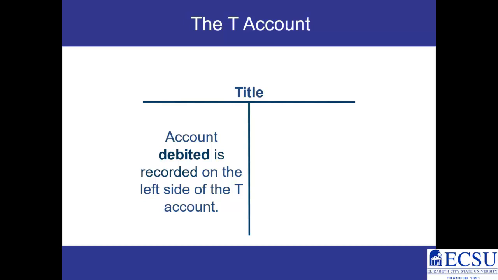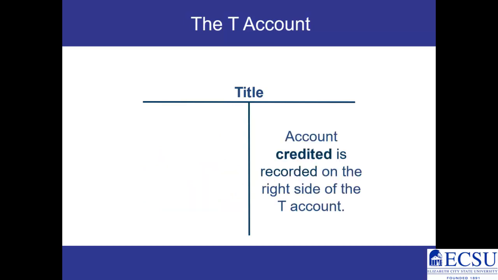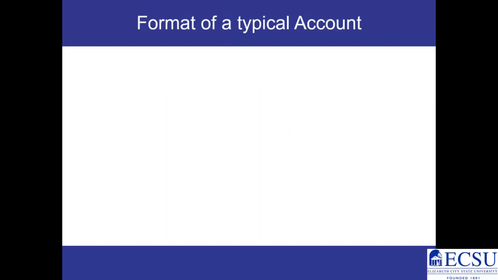And then you will be making a record on the left hand side. When the cash account is credited in a journal, I'm going to write those on the right hand side. So that is how we are going to use the T account.